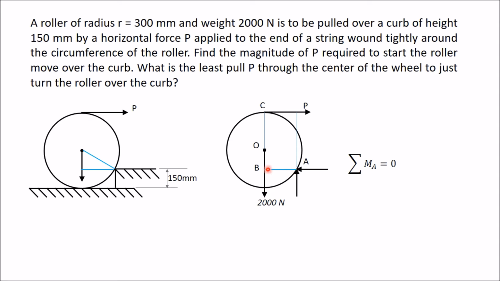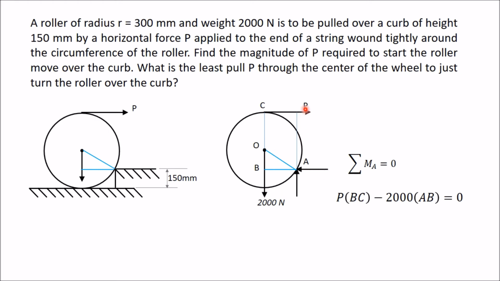Now to determine distance AB, join this O with A and complete this triangle. In this triangle, you can see that OA is the radius of this roller, which is equal to 300 mm. Now OB is 150, because from O to this point is 300 mm and from B to this point is 150 mm, which is the height of this curb. Total 300 minus 150, so OB is 150 and OA is 300. So AB can be calculated using Pythagoras theorem, which is equal to root over 300 square minus 150 square.